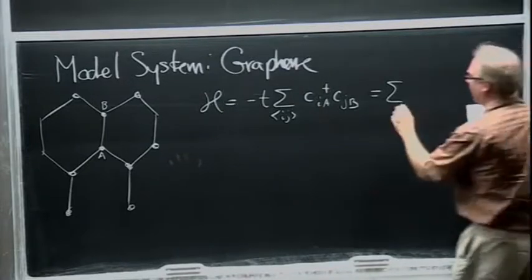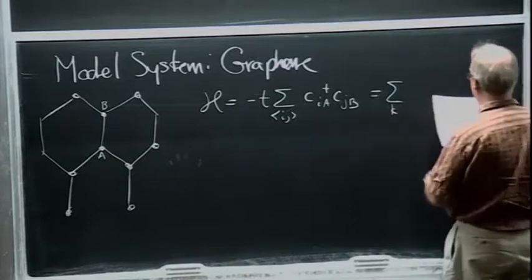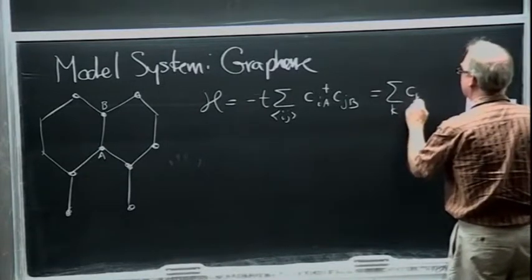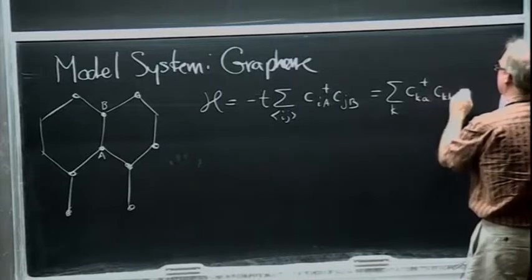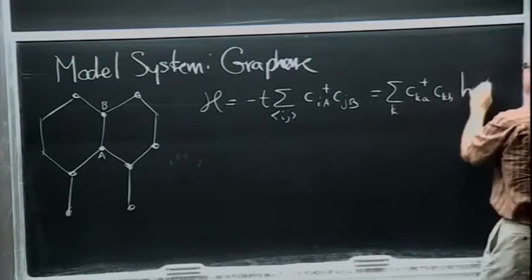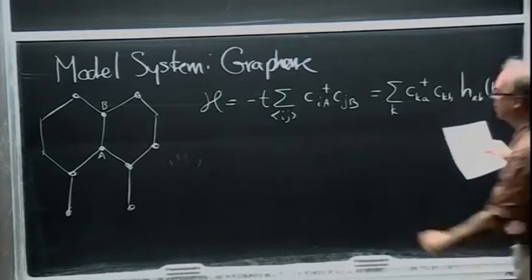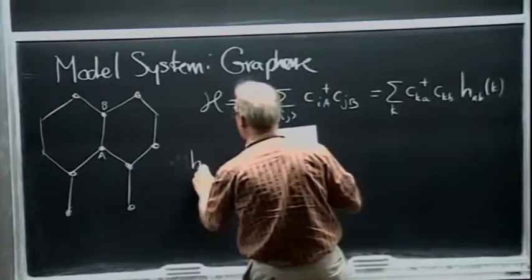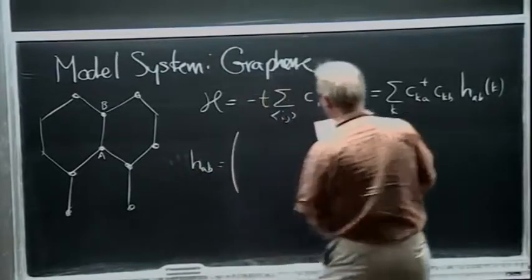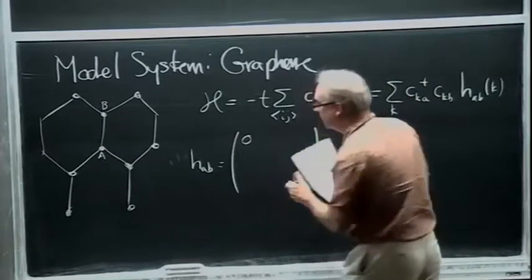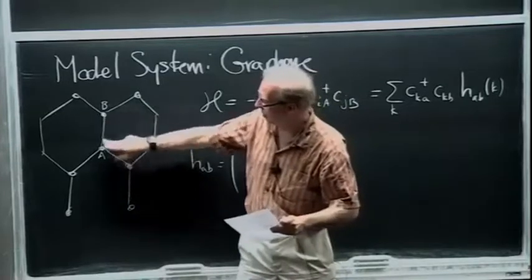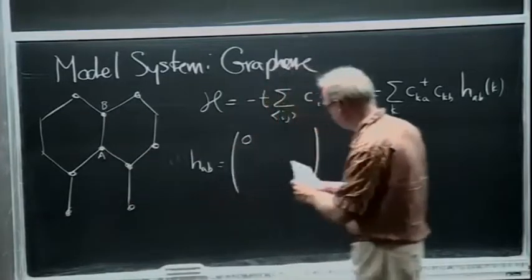And so again, I can write this in Fourier transform. I can write it as a sum on k of c_k dagger, let me call it little a b, times h_ab of k, where h_ab is going to be a 2x2 matrix. It only involves hopping between the A and the B sublattice.